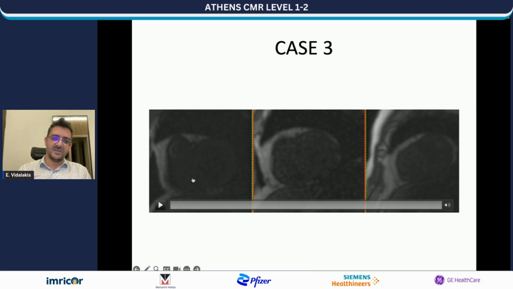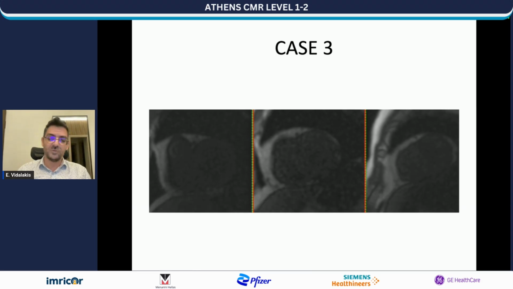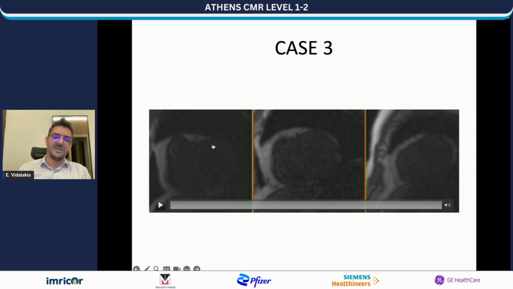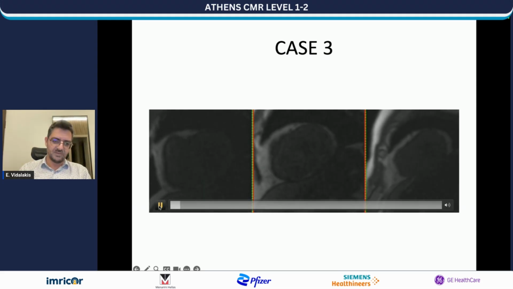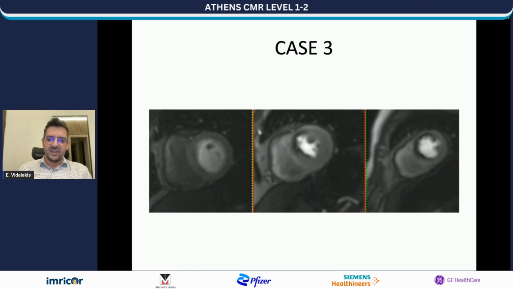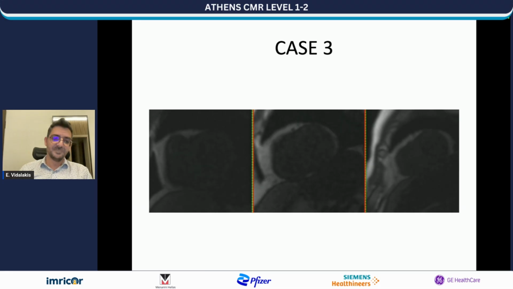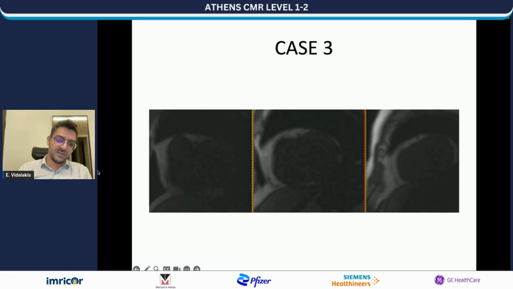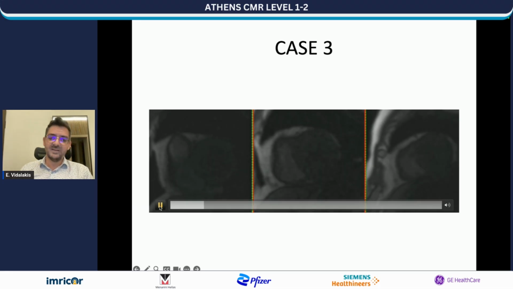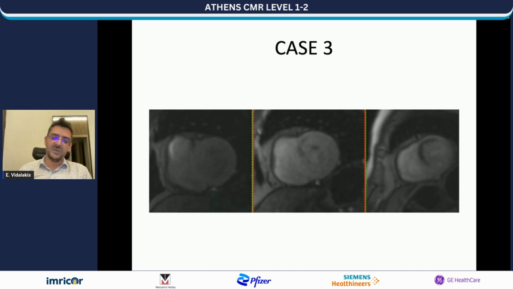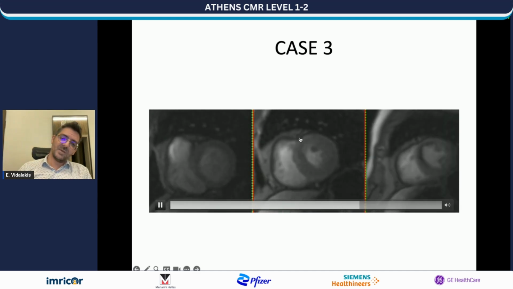This video represents the stress first pass perfusion. This is the basal short axis, mid short axis, and apical short axis. Let me play this. As you can see, the gadolinium gets first to the right ventricle, then goes to the left ventricle, and then we can see how beautifully it goes to the myocardium.